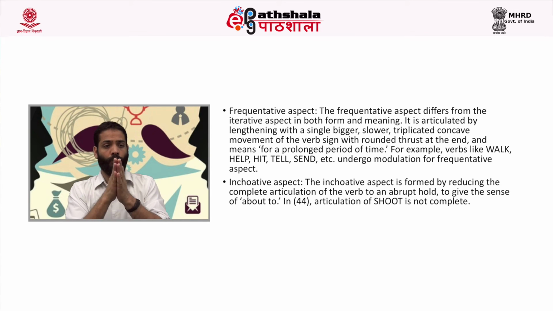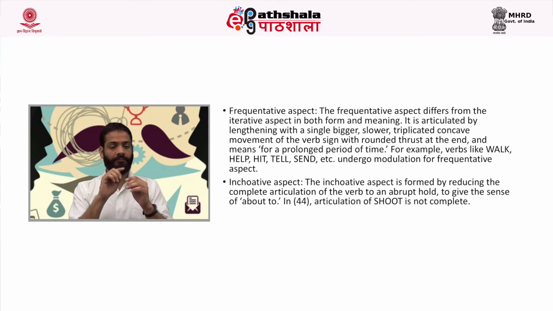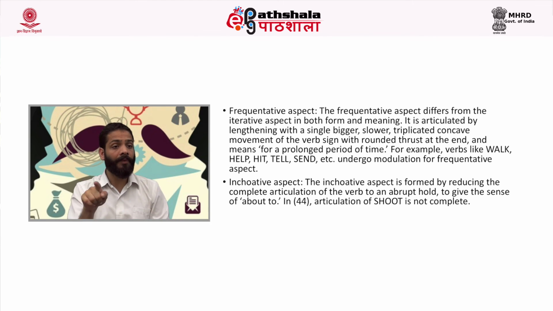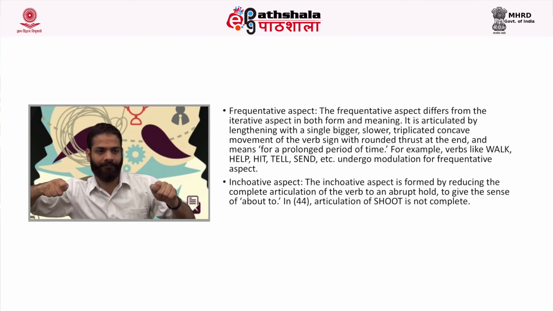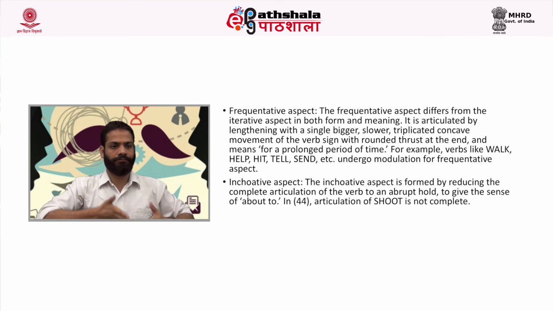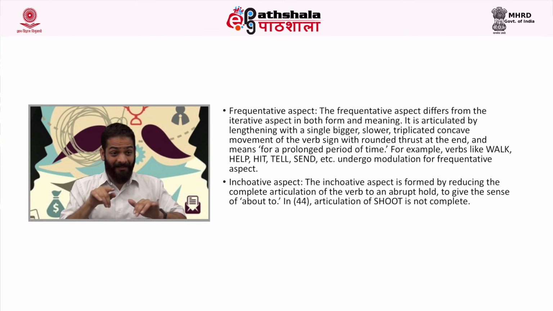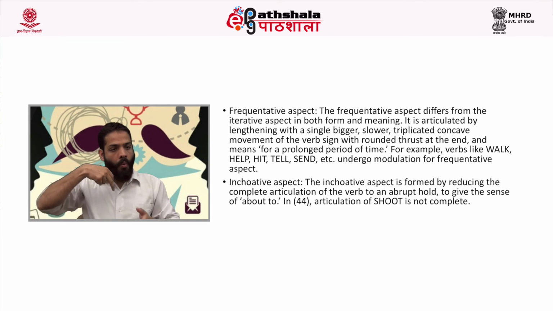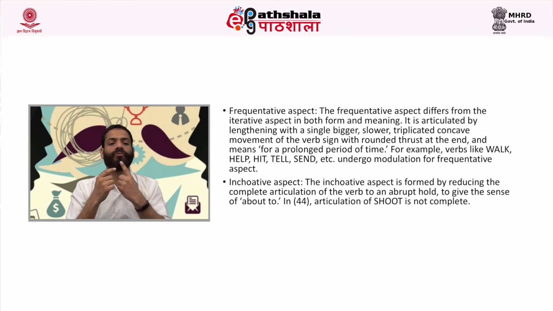The next is frequentative aspect. The frequentative aspect differs from the iterative aspect in both form and meaning. It is articulated by lengthening with a single bigger, slower, triplicated concave movement of the verb sign with a rounded thrust at the end, and means for a prolonged period of time. For example, verbs like walk, help, hit, tell, send, etc. undergo modulation for frequentative aspect. For example, Sita helps Ram for a prolonged period of time. So, the sign would be Ram, Sita, help with a frequentative aspect.